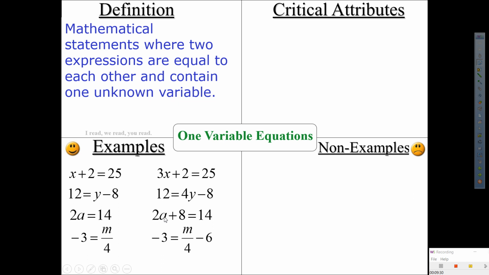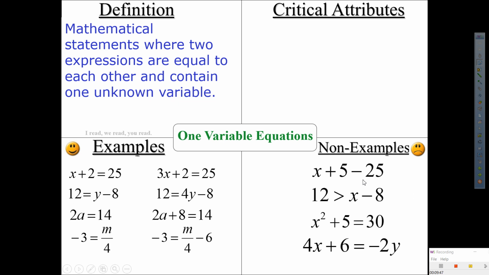Here's the examples. Look up. Expression, expression, one variable. Expression, expression, one variable, and so on and so forth. They're equal to one another. So, non-examples. Look at each of those and tell your neighbor why those are not one variable equations. Why are those not one variable equations?